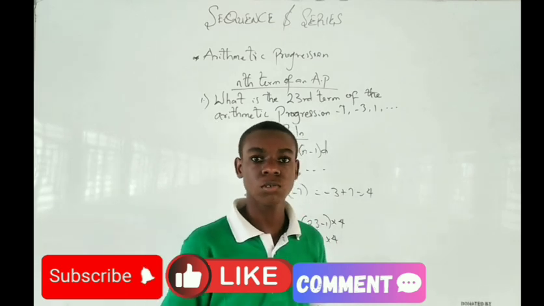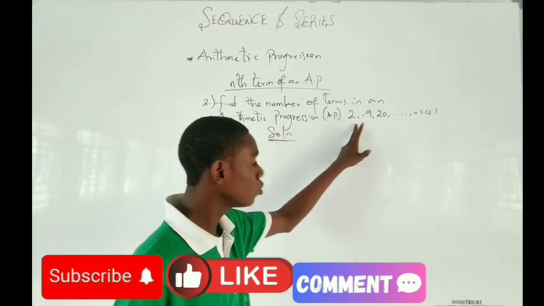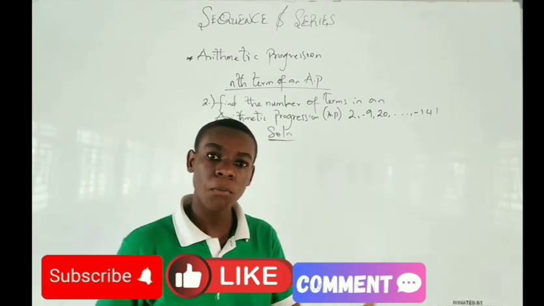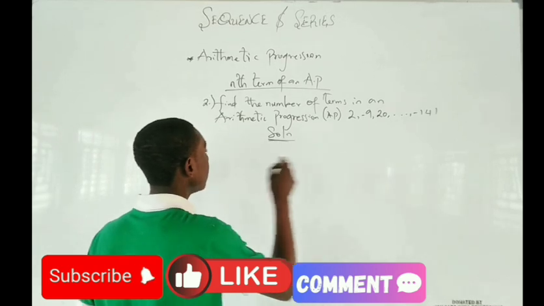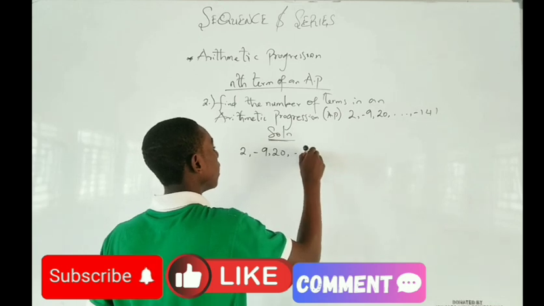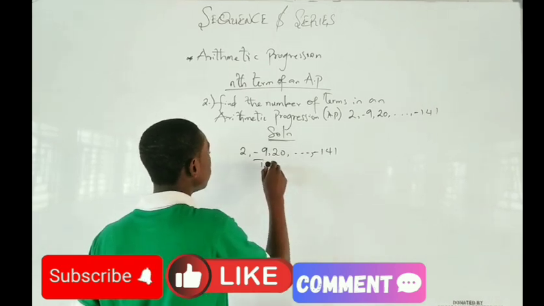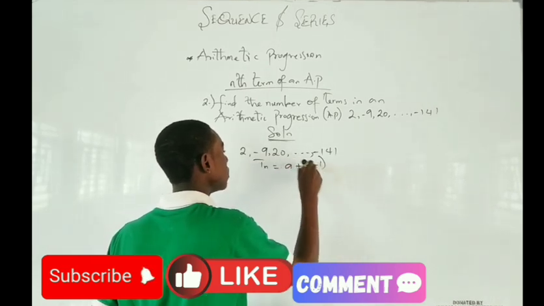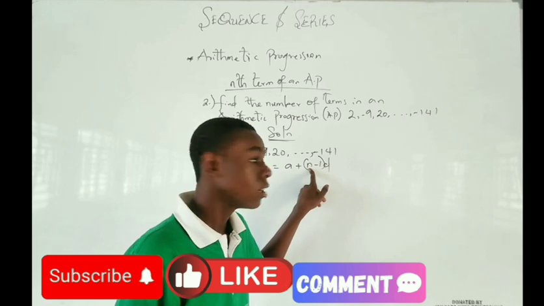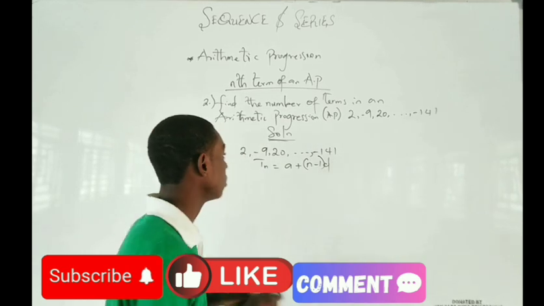Let me give the second example to clarify more. Find the number of terms in an AP: 2, minus 9, minus 20, down to minus 141. You are asked to find the number of terms in this sequence. So write out the sequence, 2, minus 9, minus 20, down to minus 141. To find it, you use the formula T of n is equal to A plus n minus 1 times D. Now, we are looking for n, that's the number of terms. This T of n is the last term, that is minus 141.